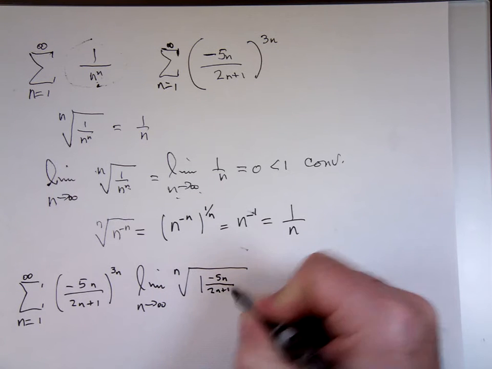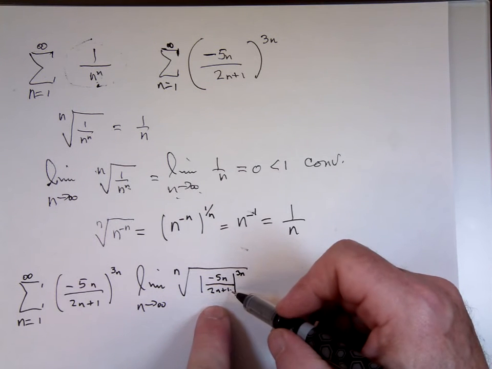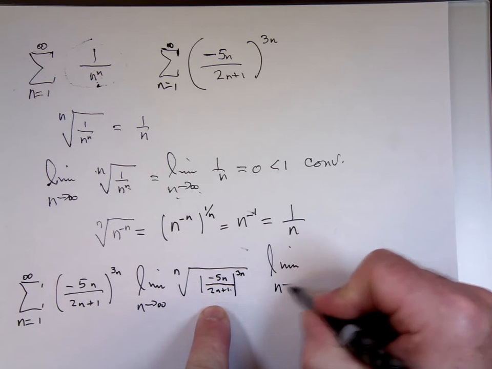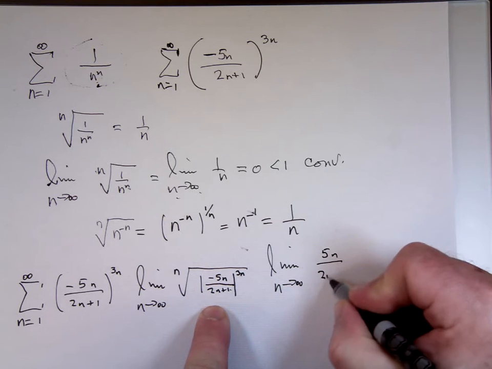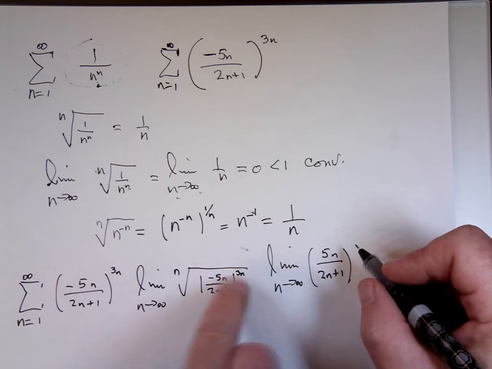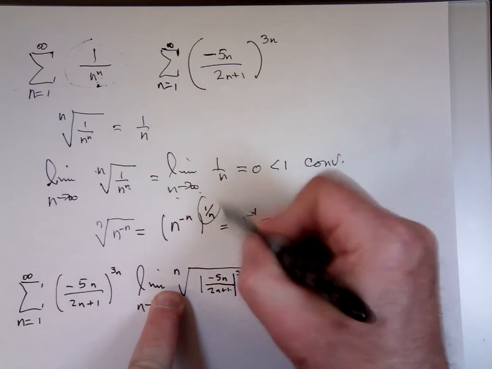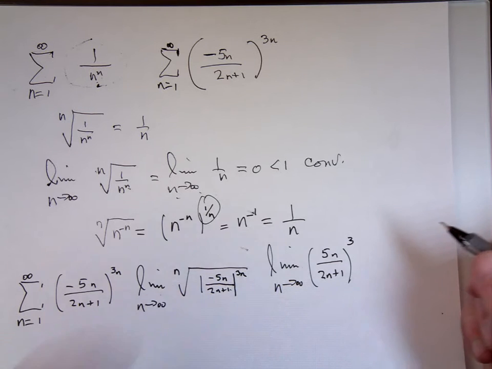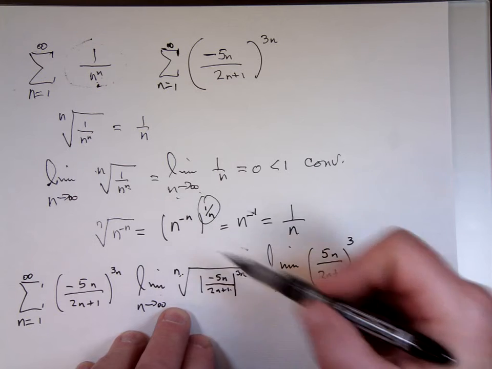Now what that does is makes this a positive number here. So we end up with the limit as n goes to infinity of 5n over 2n plus 1 to the 3n times 1 over n. That's the nth root, when you raise it to the 1 over n, like I did here. These cancel, and you get a cube here. Everybody see that okay? This is to the nth power, and this is 1 over n to the 1 over n power. They cancel. You're left with a cube.